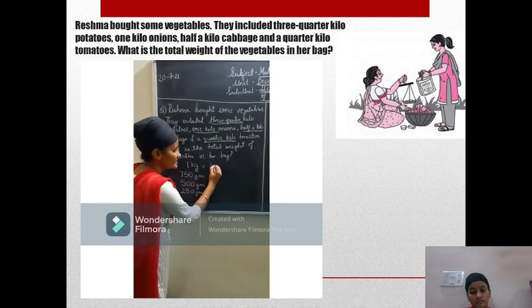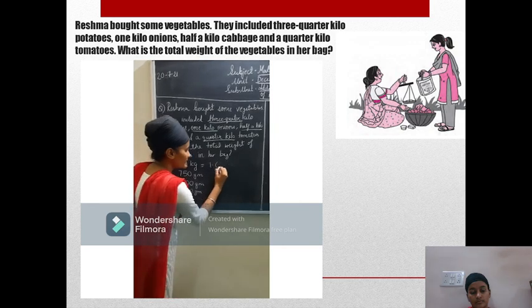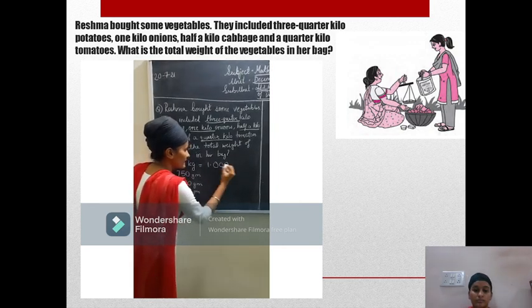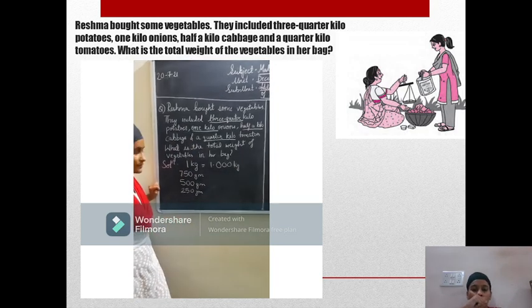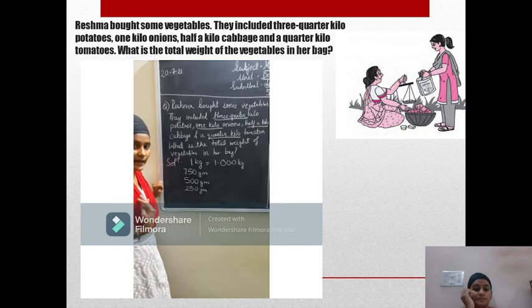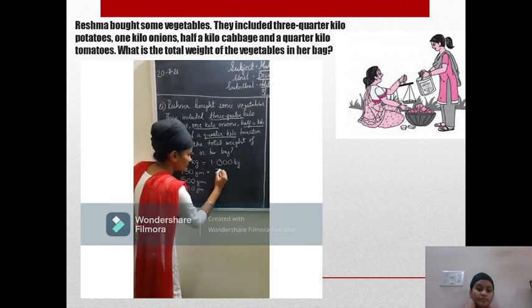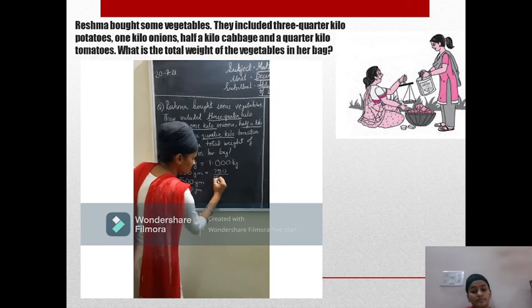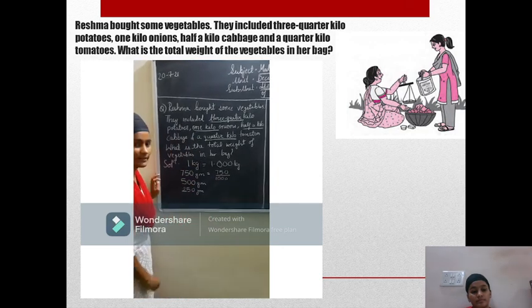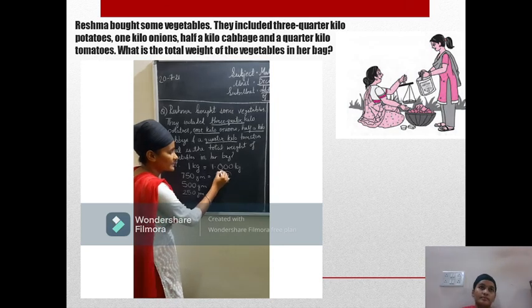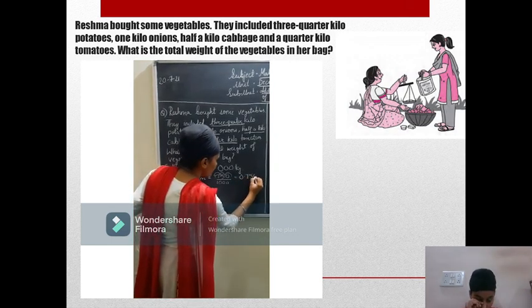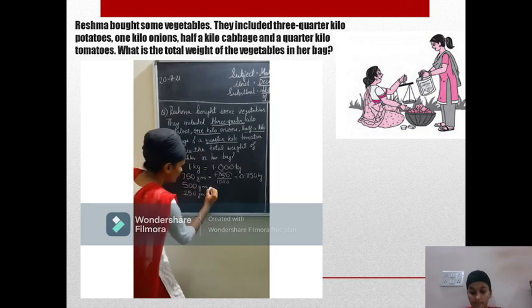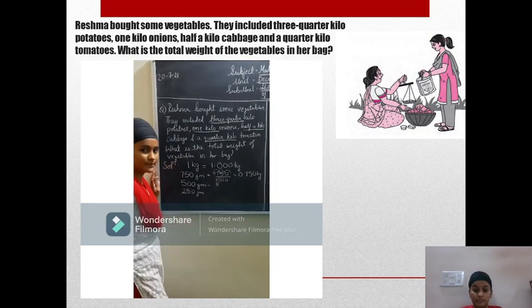What you can do is, you can just add the decimal point here. So, 1.000 kgs. Now, 750 grams, how will you convert it into kilograms, students? You will divide by 1000, right? 750 divided by 1000 is how much? You will check the zeros 1, 2 and 3. The third position. So the decimal point will be here. So it will be 0.750 kgs.